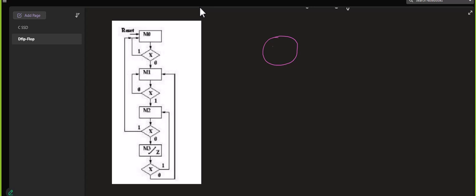Okay, so we have M0, and is this a Mealy machine or a Moore machine? It is Moore, because we have an output on M3. So we have M0, M1, M2, and M3. And M3 has an output of Z equal to 1, and all the others Z equals 0.